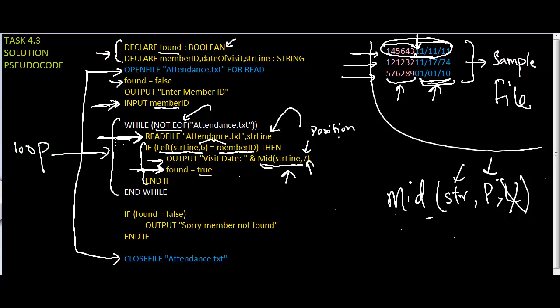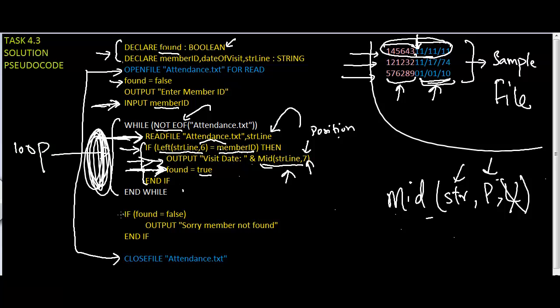So this loop will keep running till we reach the end of the file. And if that member ID is found on several lines, then each time each line is going to be checked to determine whether the member ID on this line equals the member ID that was provided by the user. And if they match, then we're going to do our output. We're also going to set found equals true.